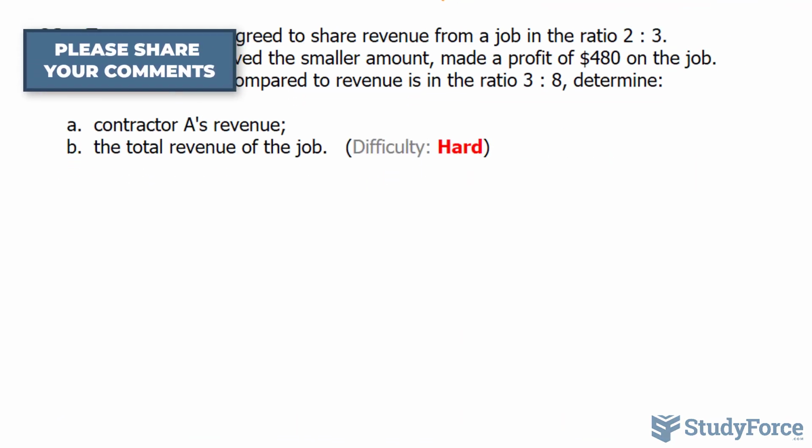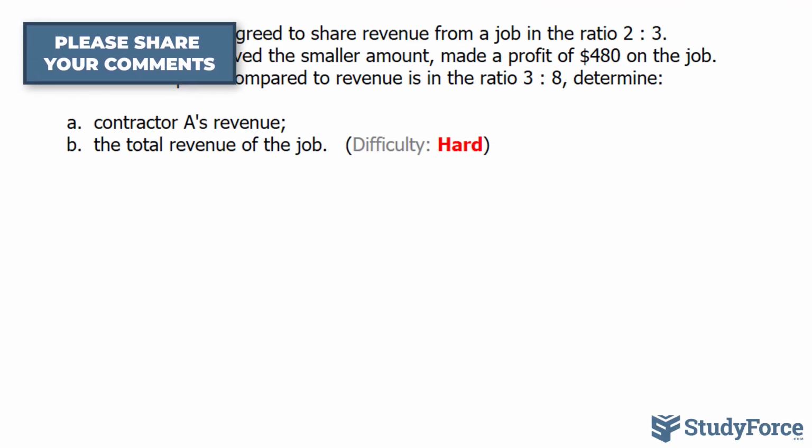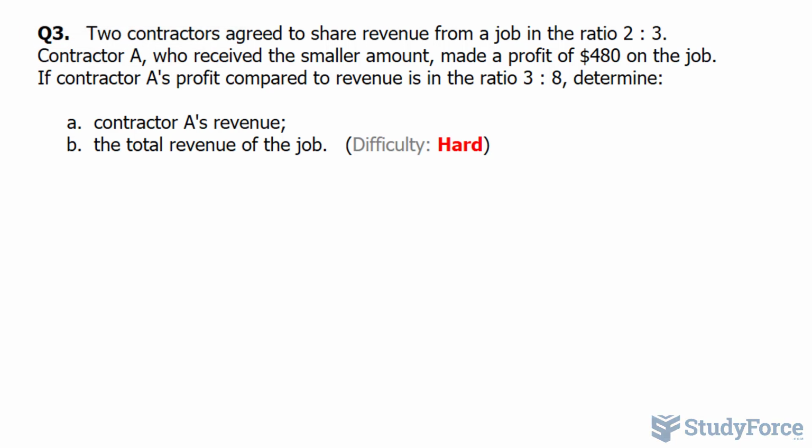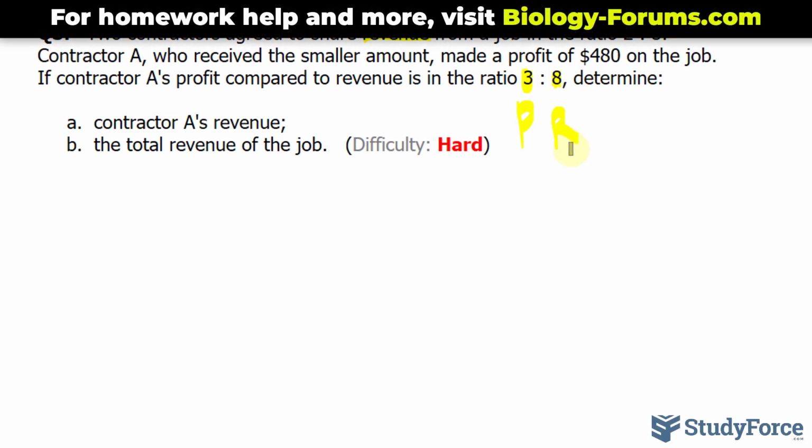Finally, the last question, the hardest one in this video. 2 contractors agree to share revenue from a job in the ratio of 2 to 3. So 2 to 3 represents the ratio for revenue alone. Contractor A, who received the smaller amount, made a profit of $480 on the job. If contractor A's profit compared to revenue is in the ratio of 3 to 8, so this represents profit and that represents revenue, determine contractor A's revenue and the total revenue of the job.